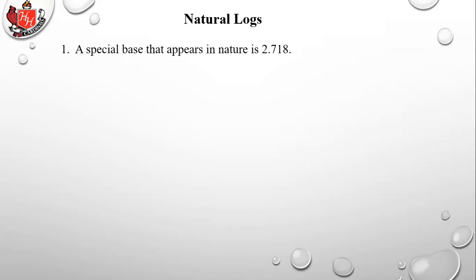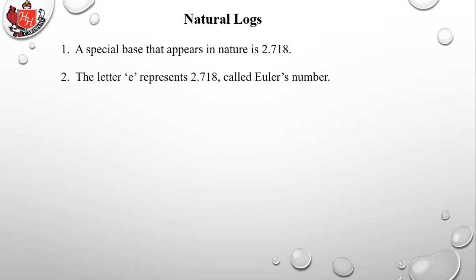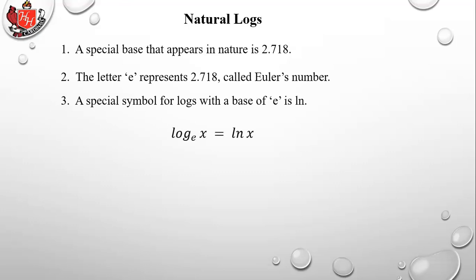A special base that appears in nature, so we'll repeat this, is 2.718. The letter E represents 2.718. That's called Euler's number. And a special symbol for logs with a base E is ln, natural log. So log base E of x equals ln x. You never would write log, L-O-G, base E. You just write ln, natural log, of x.